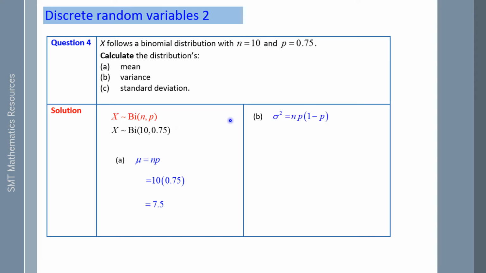The variance is sigma squared, and from your reference page, that's n times p times 1 take p, which is your failure. So that's 10 times 0.75 times 1 take 0.75, and 1 take 0.75 is 0.25. Evaluating that, our variance is 1.875. And lastly, to work out standard deviation, let's take the square root of variance, which is 1.369.